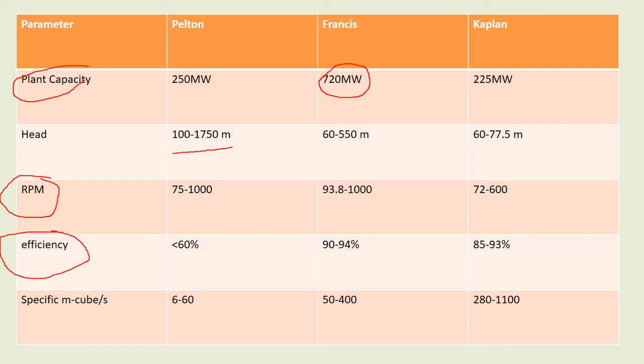Okay, regarding your RPM, if you're checking this, Francis has quite a high RPM. That is, it has a range from 93 to 1000 RPM, and comparing to the Pelton, it's like 75 to RPM. So there is not much difference between your Pelton and Francis, but there is a difference with Kaplan. So if you are having a low RPM speed, you will go for Kaplan. For high RPM, you can prefer either Pelton or Francis.